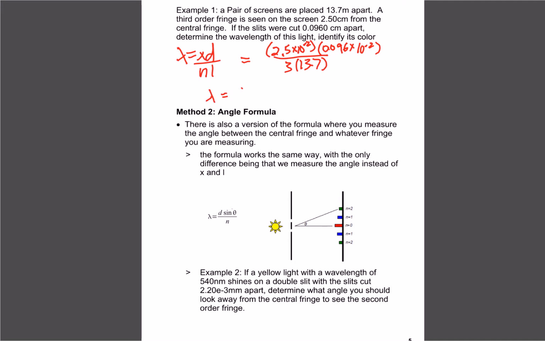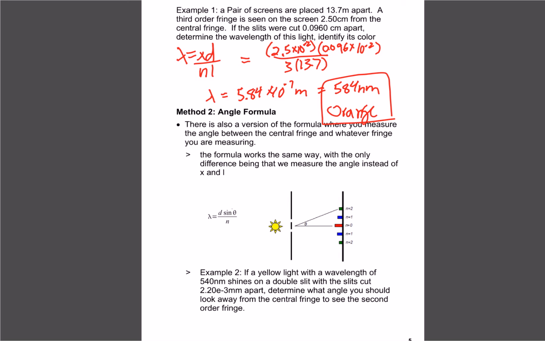When we do this calculation, we get 5.84 times 10 to the negative 7 meters, which would be 584 nanometers. And we know that red light is 700, green light's about 500, so this would likely be an orange type color. Okay, so the formula works pretty easy, and we can solve it for anything. You can solve for wavelength, you can solve for x, you can solve for d, any of those.